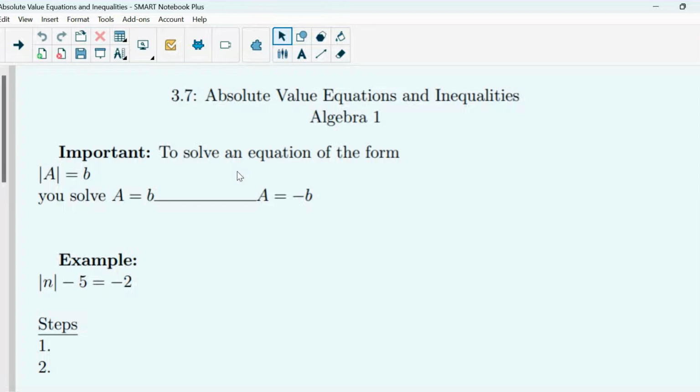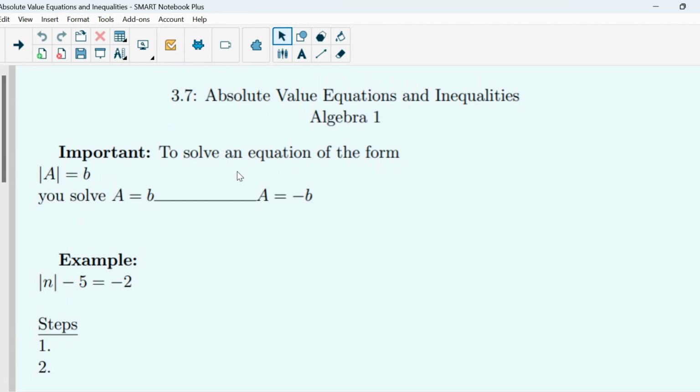Absolute value equations and inequalities. So we're going to start by learning how to solve absolute value equations, and then we're going to look at solving inequalities.